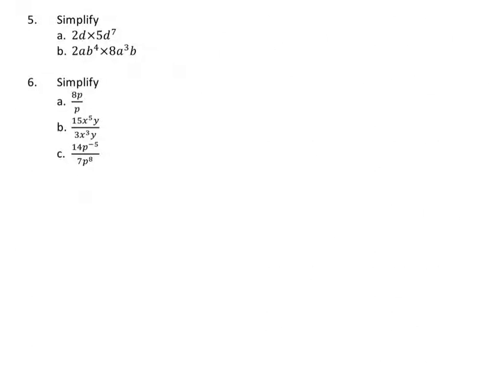Okay, so 5a, multiply the numbers, then we multiply the letters. As we are multiplying, we will be changing the powers. 2 multiplied by 5 is 10. And d multiplied by d to the power 7, where 1 is understood here, so we will have 8 d's in total, so it will be d to the power of 8.